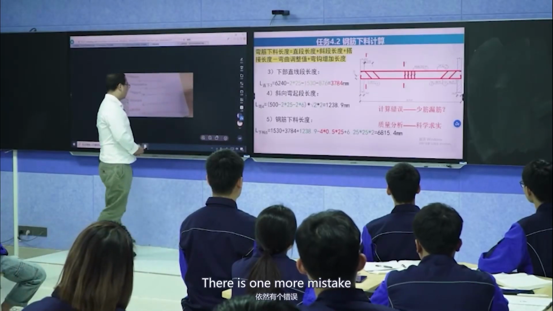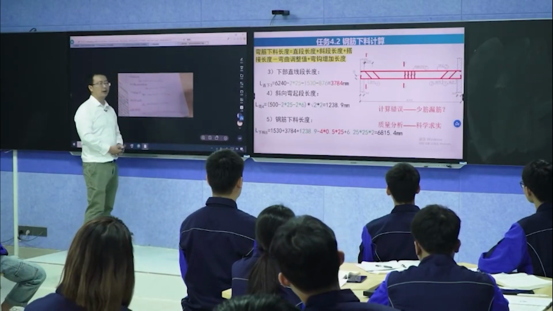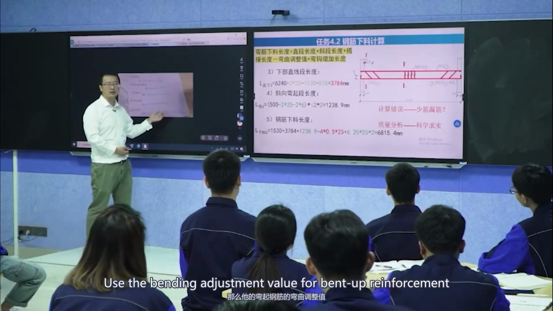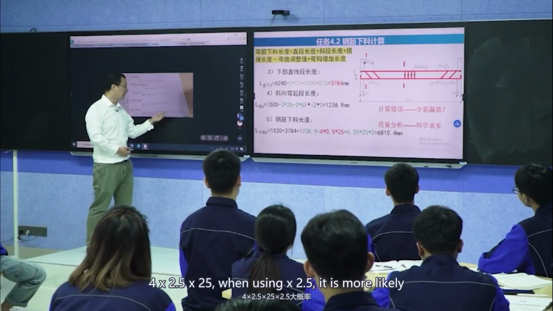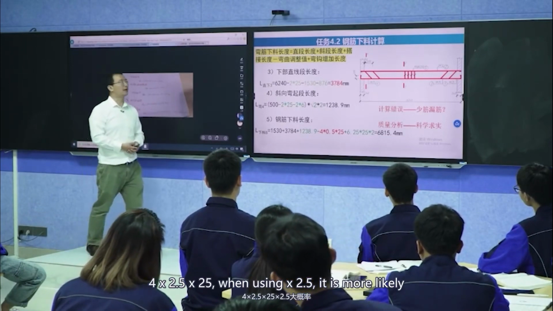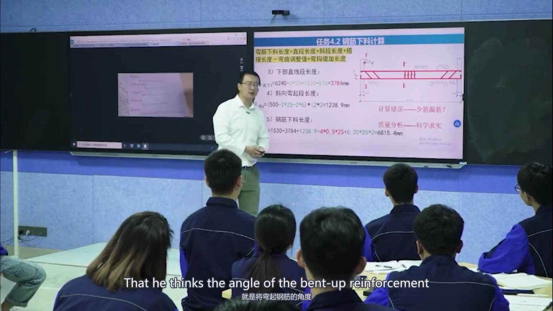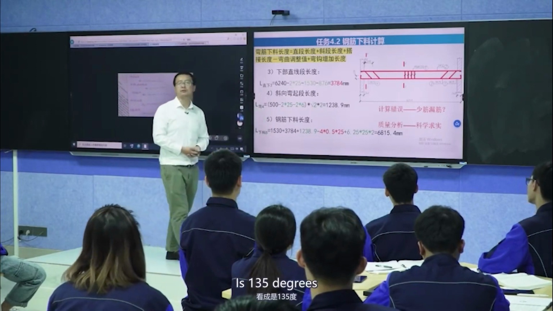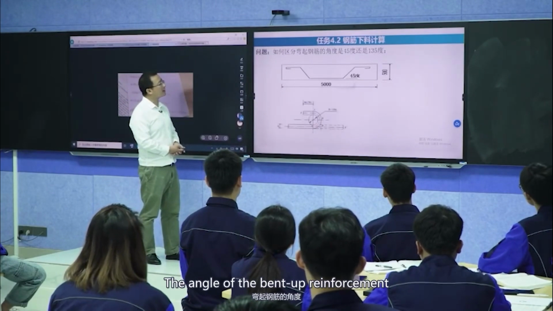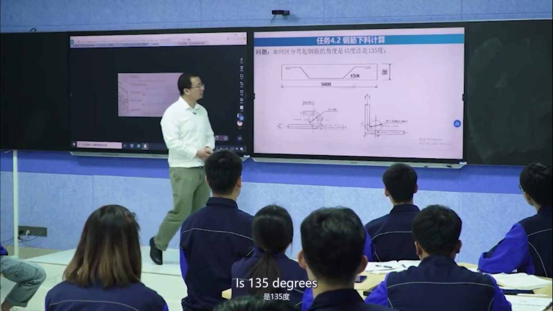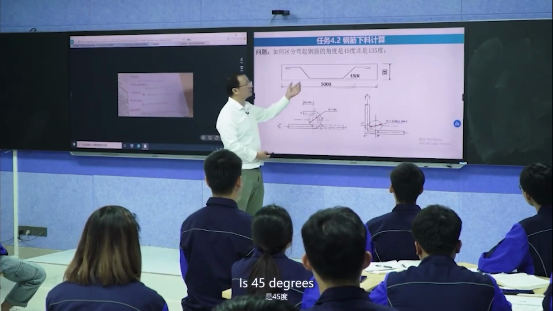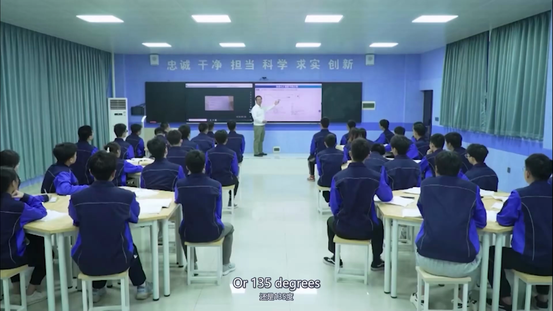Here, there is one more mistake. In his calculation, the classmate used the bending adjustment value for bent-up reinforcement. What was it? For by 2.5 by 25, when using x 2.5, it is more likely that he thinks the angle of the bent-up reinforcement is 135 degrees. Let's take a look. The angle of the bent-up reinforcement is 45 degrees, or 135 degrees.